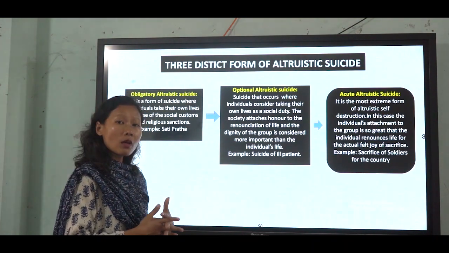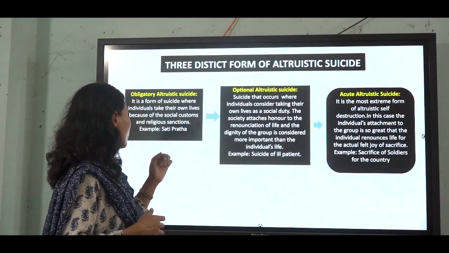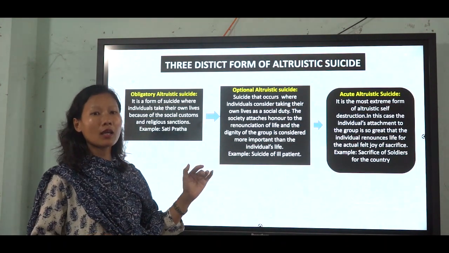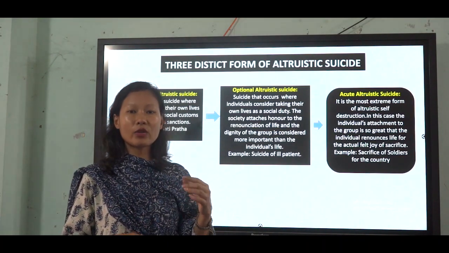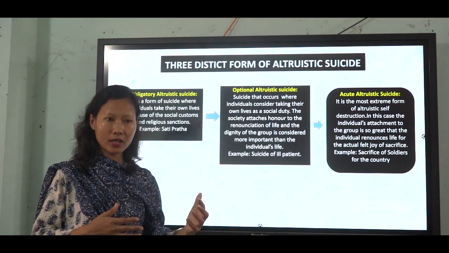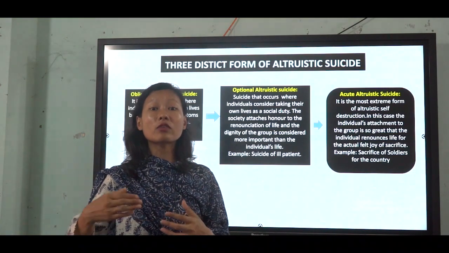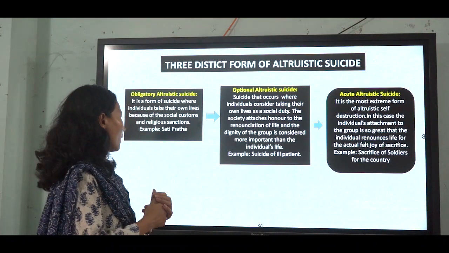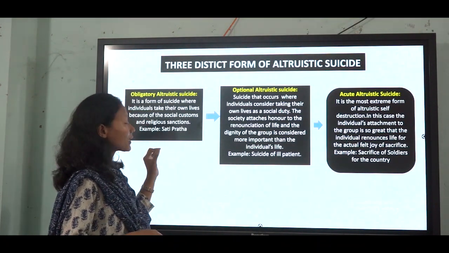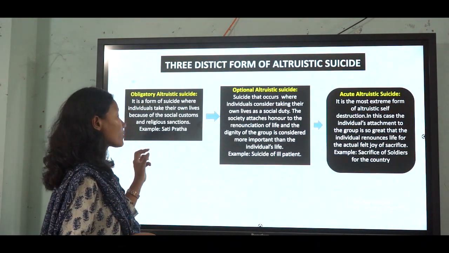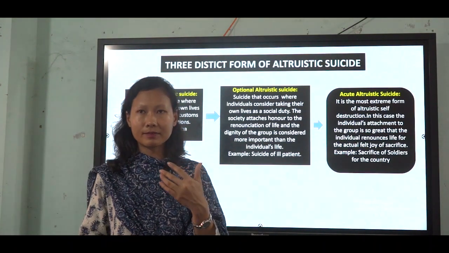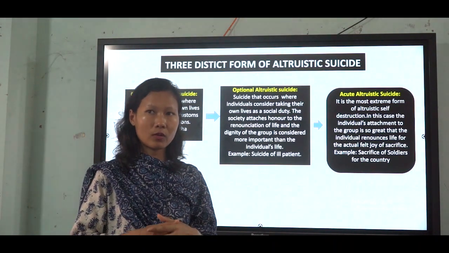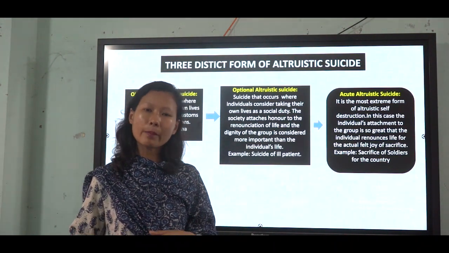An example of obligatory altruistic suicide is sati pratha, which was found in primitive society. It does not exist now, but we can remember the 19th century social reformers who tried to reform this type of evil practice. So, sati pratha can be considered obligatory altruistic suicide, when at the time of the death of the husband, the wife sacrificed her life to honor the society or community.